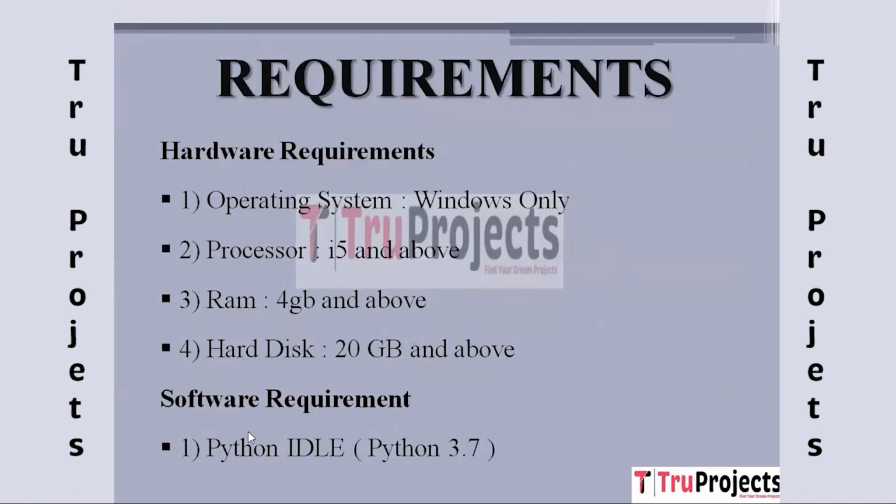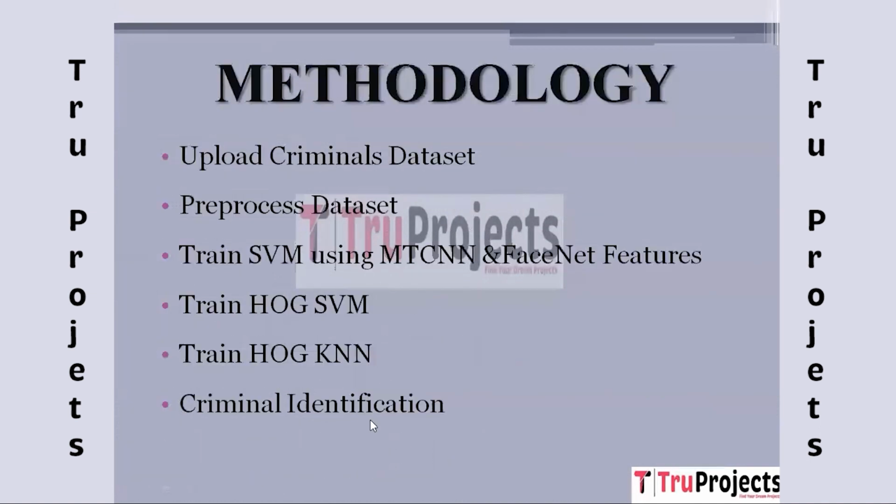Requirements. These are the requirements needed to execute this project. Hardware requirements: operating system of Windows, processor of i5 and above, RAM of 4GB and above, hard disk of 20GB and above. Software requirements needed are Python, ideally of Python 3.7 version. To execute this project, we have designed the following modules.